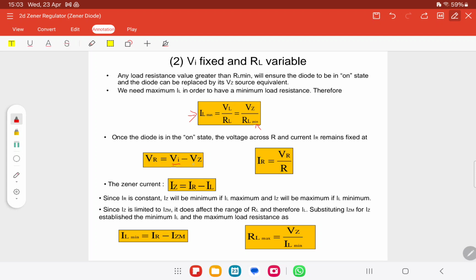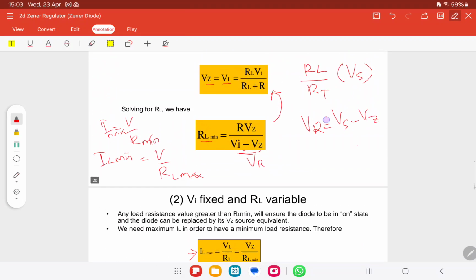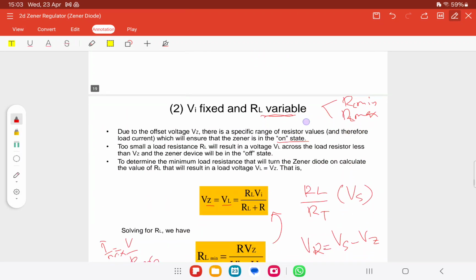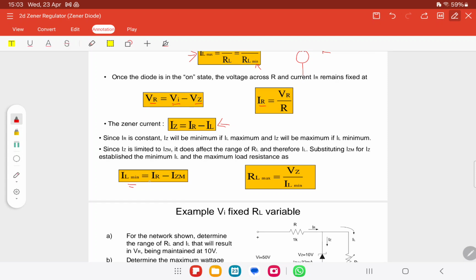This one, earlier, VI minus VZ to get the VR. IR is the simple Ohm's law. This is the KCL. And once we have the IL min, the resistor value, the RS, we have one resistor connected from the supply here. This R is fixed. Okay, so VR is also fixed. Okay, IL min equals to IR fixed minus IZ max. IZ max is the IZ of the diode, the spec of the diodes.